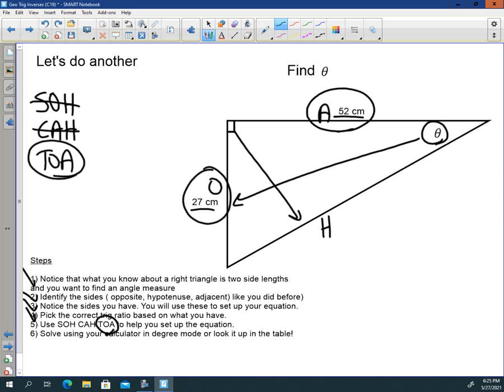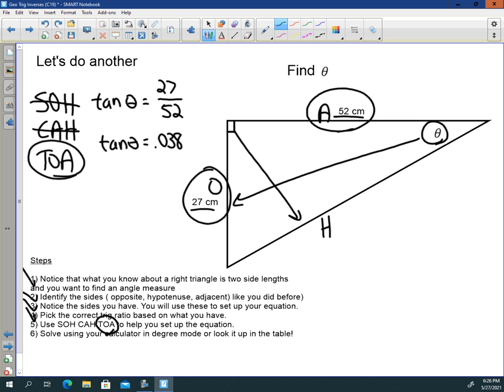Well, we know that the tangent of the angle is the opposite over the adjacent. And now we've got an equation to solve. First step is to take care of that fraction. So we have tan of theta equals 27 divided by 52, which is 0.038.